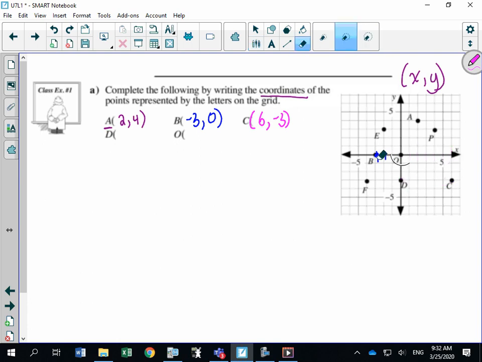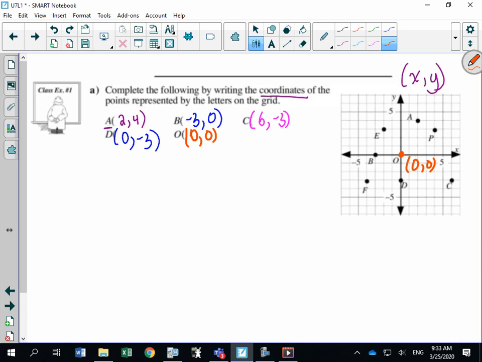I'll clean this up. D coordinate, so where's D? Right here. It is on the y-axis. So my x coordinate, if this is 0, I'm not moving left or right. So my x coordinate stays at 0, but my y, I move down 3, so negative 3. O is my origin, and remember that the origin is always going to be where the two axes intersect, and that coordinate there is 0, 0.